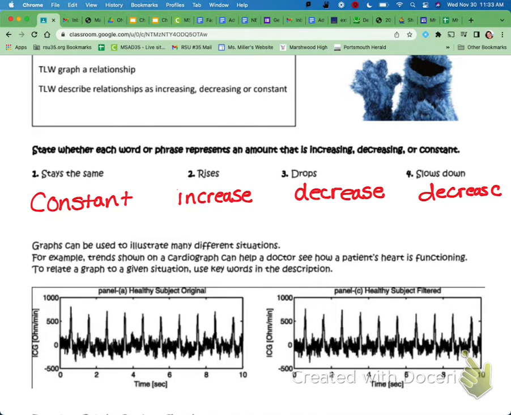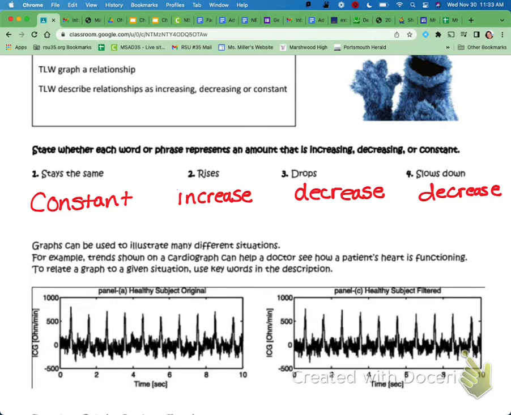So we can take words from our English language and decide whether we think it would be a graph that's constant. And remember, a graph that's constant is flat. A graph that's rising or increasing is going up. Decreasing is going down, left to right.